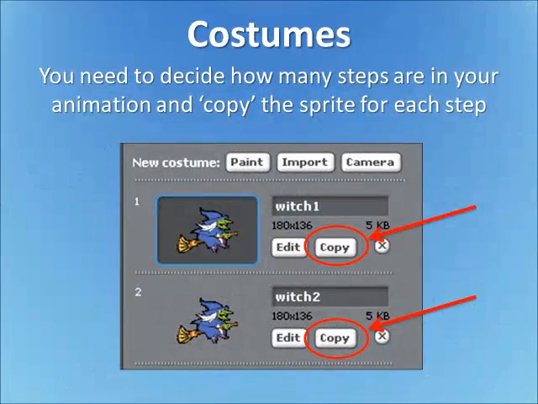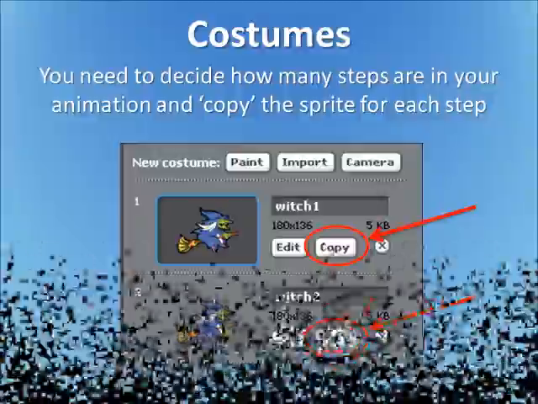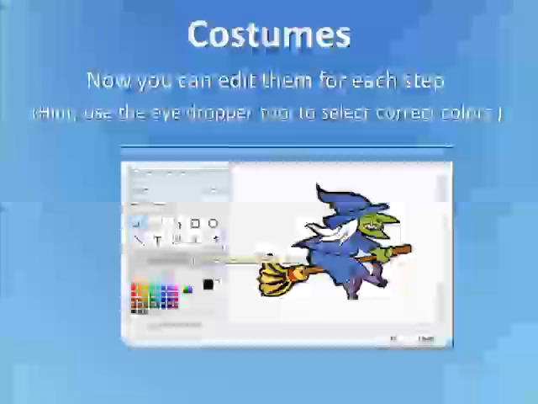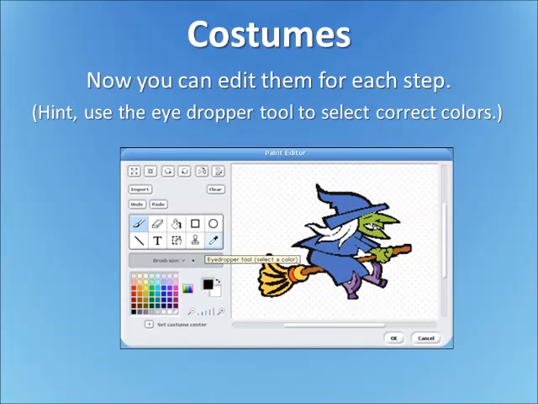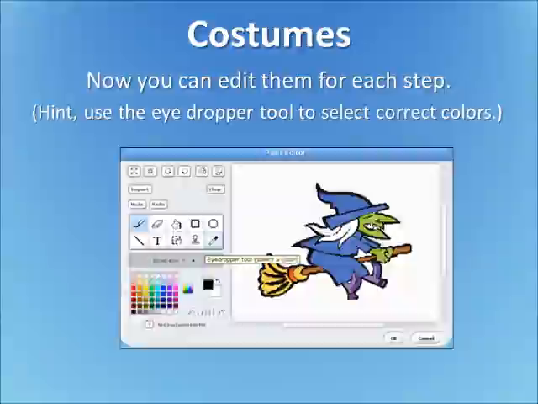First thing we need to do is to actually copy your sprite multiple times depending on how many different parts or how many steps in your animation is going to be. This way you can start with the same sprite and modify it a little bit each time. When we edit it for each step, don't forget we can use the eyedropper tool to select the colour we want to make sure the colours match.